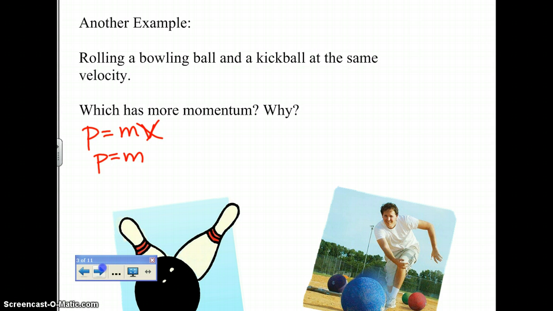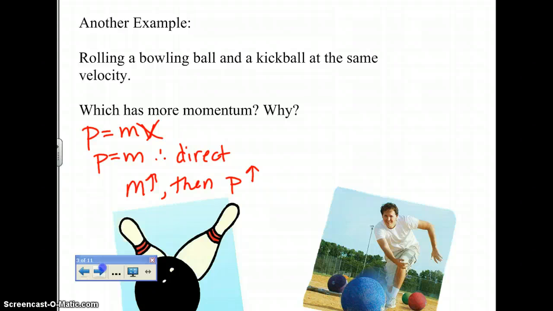So P and M are directly related to each other, which would mean as the mass goes up, then the momentum would also go up. And once again, it should be a simple direct relationship that you would see if I would ask you to graph momentum on the y-axis, the dependent variable, and the m being the independent variable.